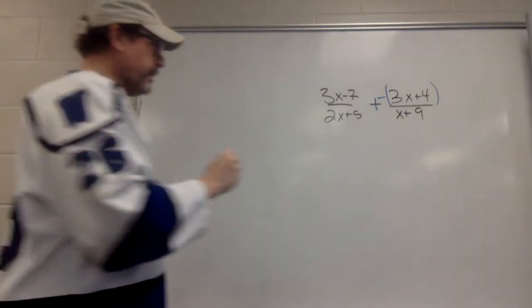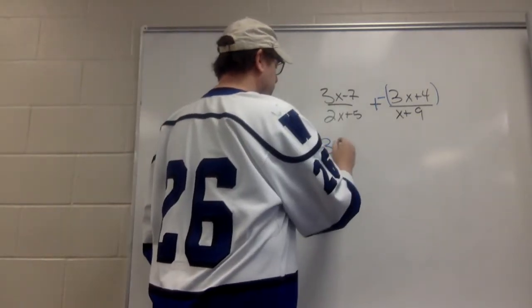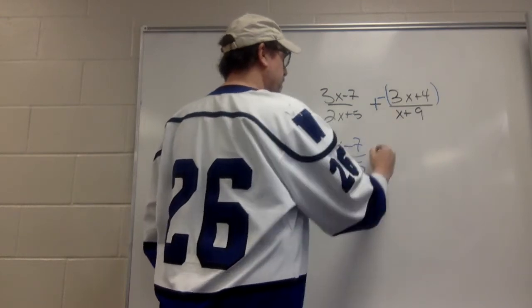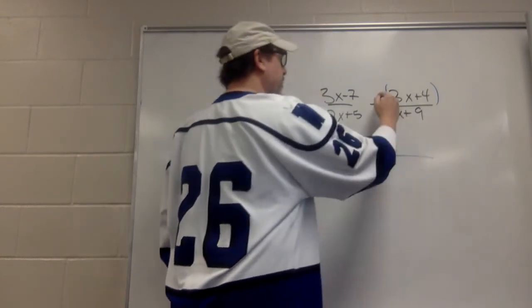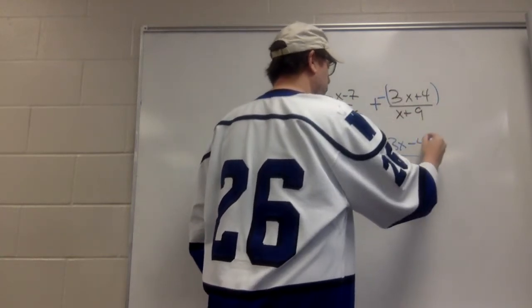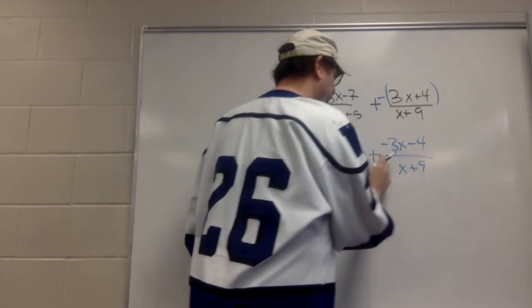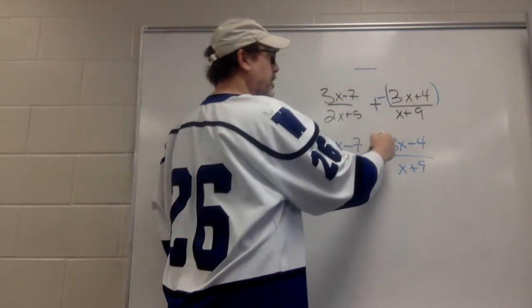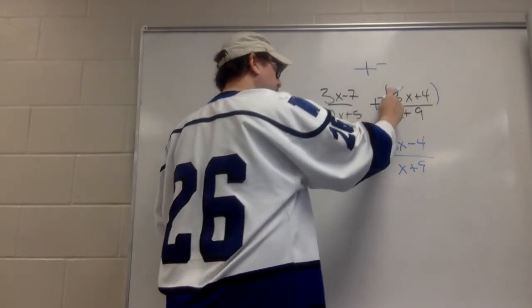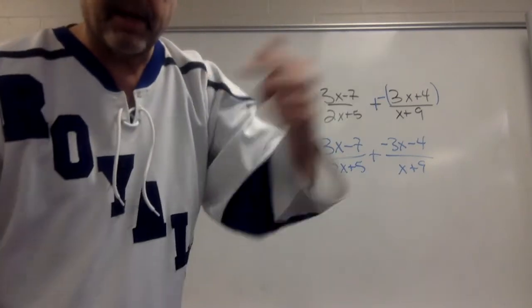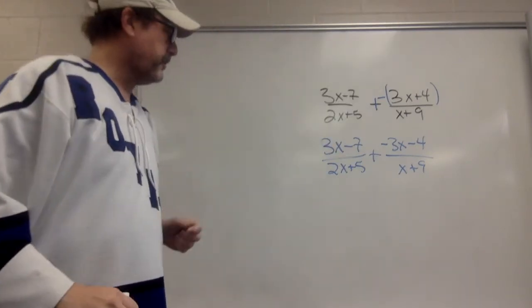Now I'm not starting the problem yet. I'm going 3x minus 7 over 2x plus 5 plus, and now negative times 3, negative 3x, negative times 4. Now I've turned the whole problem into plus because a minus, you will all remember, is the same as a plus negative. You have to put parentheses around that. You might want to rewind this part of the video.